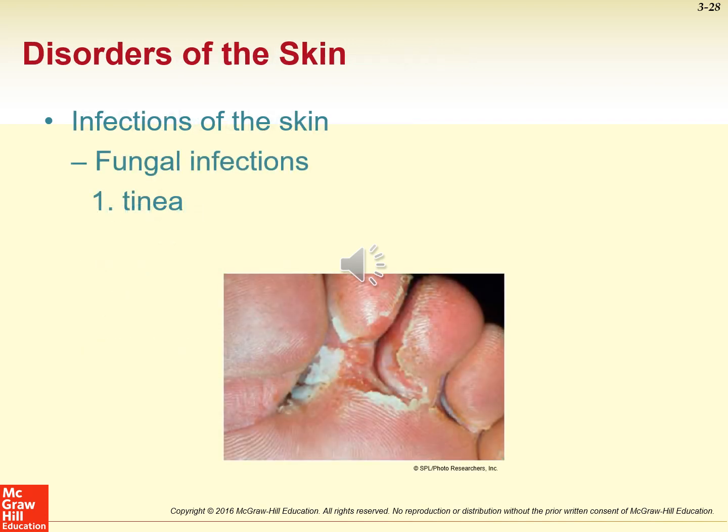Tinea, a group of related skin infections caused by different species of fungi. Where do fungi live on the skin? Fungi are found on the non-living stratum corneum and its derivatives, hair and nails. Where is Tinea pedis found? It's found on the foot. It's better known as athlete's foot.